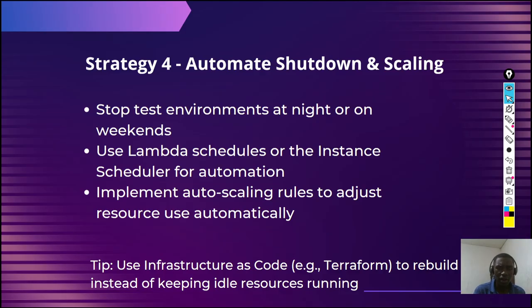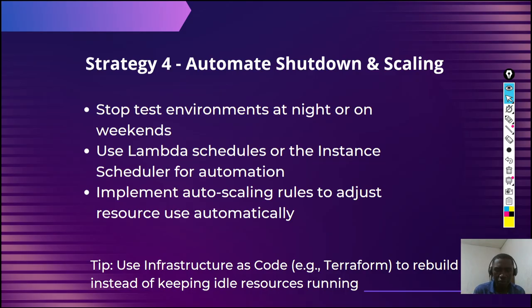So the fourth strategy we are going to see is always automate shutdown and scaling. You should stop test environments at night or on weekends. We've already spoken about this. When you are not using them, you should stop them. And you should also use Lambda schedules or the instance scheduler for automation.